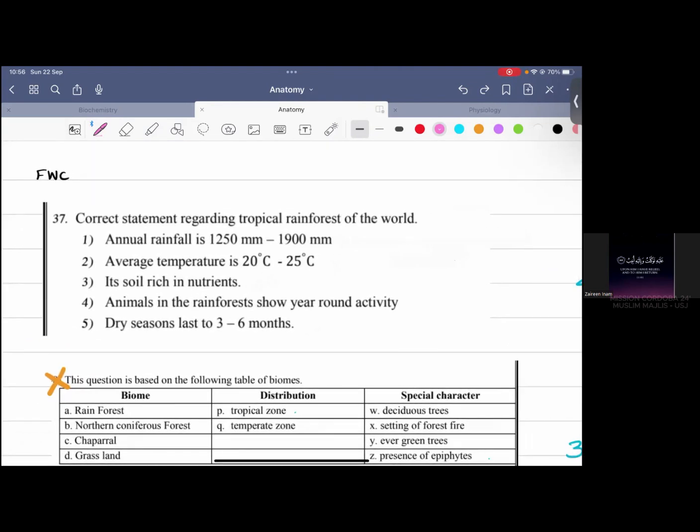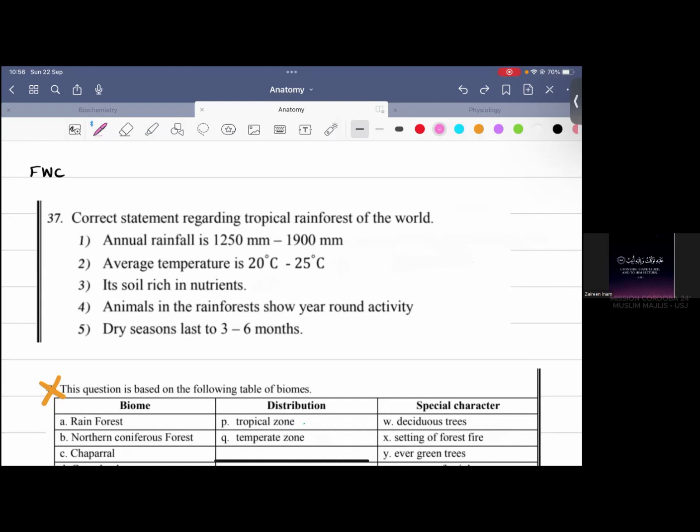Correct statement regarding tropical rainforest of the world. First one, annual rainfall is 1,250 to 1,900. Is it correct? False. But what is the correct value? 2,000 to 4,000. When you are practicing now, just practice with these values so you won't forget. So average temperature, is it 20 to 25? No, it's 25 to 29 degrees Celsius.